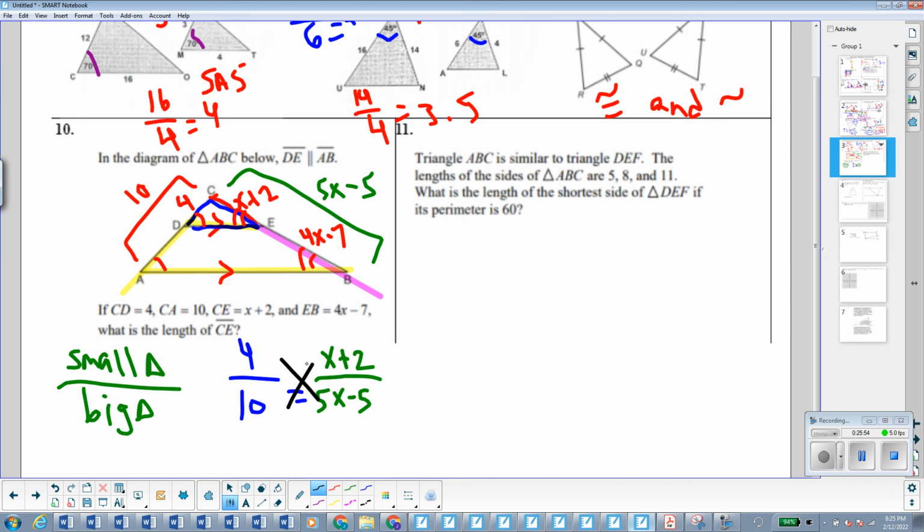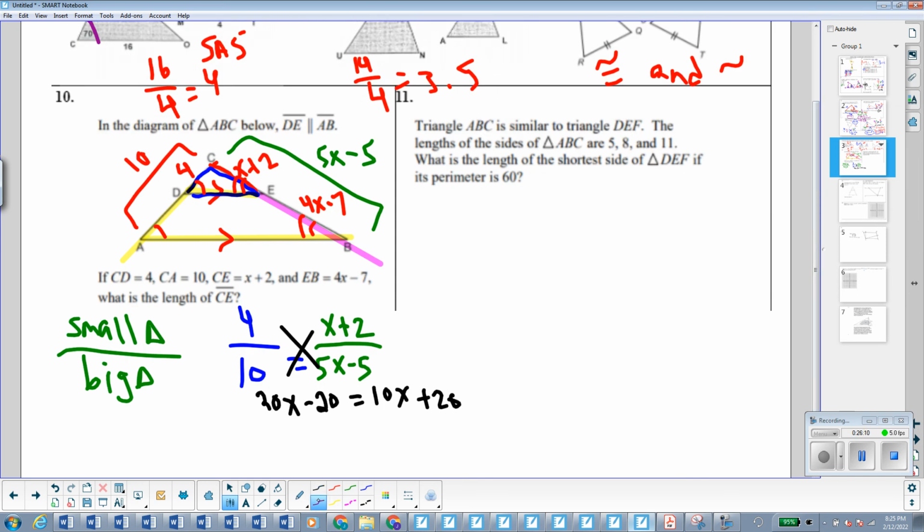From here, all we need to do is cross multiply. So I have 20x minus 20 is equal to 10x plus 20. From here, we just need to solve the equation. Subtract 10x from both sides, and we get 10x. Add 20 on both sides is equal to 40. Divide both sides by 10, and I get x is equal to 4.